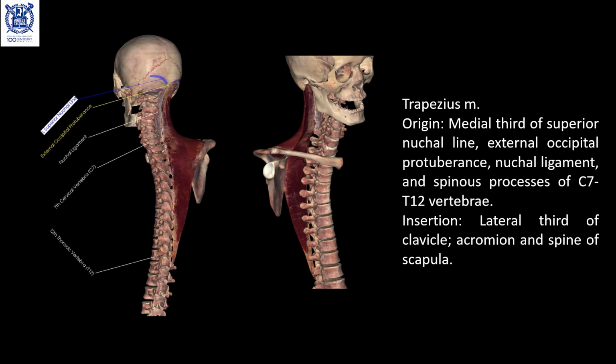The trapezius has three functional parts: an upward descending part which supports the weight of the arm, a middle transverse region which retracts the scapula, and a lower ascending part which medially rotates and depresses the scapula. Overall, the trapezius has its origin at medial third of the superior nuchal line, external occipital protuberance, nuchal ligament, and spinous process of C7 to T12 vertebrae. And this muscle has its insertion at the lateral third of the clavicle and acromion and spine of scapula.